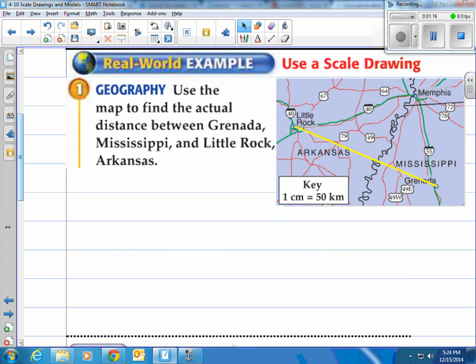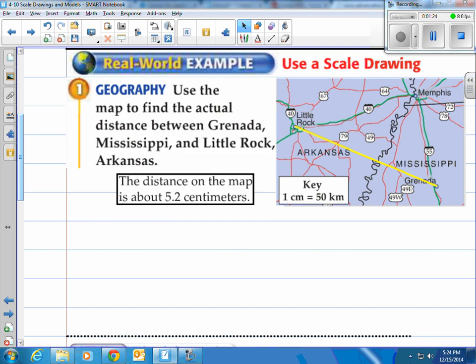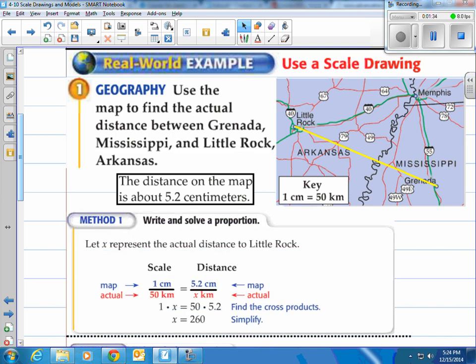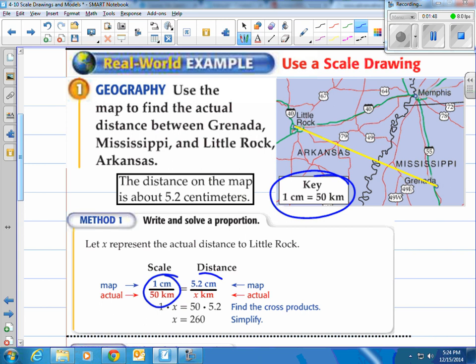First question, use the map to find the actual distance between Grenada, Mississippi, and Little Rock, Arkansas. You see the yellow line there I've drawn for you. Well, the distance on the map, if you measured it there, is about 5.2 centimeters. So what do we do? Simple. We will let x represent the actual distance to Little Rock, and we create our proportion. Now notice, we're going to take the key, which is 1 centimeter is to 50 kilometers, and that's right there. And then on the top, we put the 5.2 centimeters that we've measured. And we're going to say, hey, how far is that in kilometers?